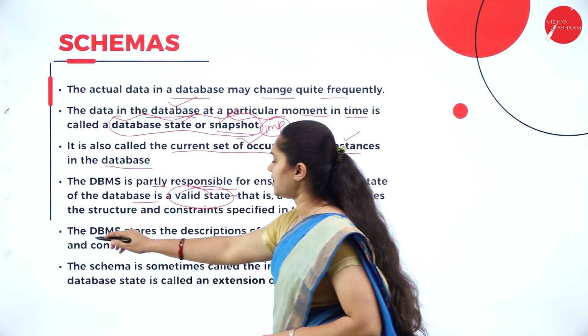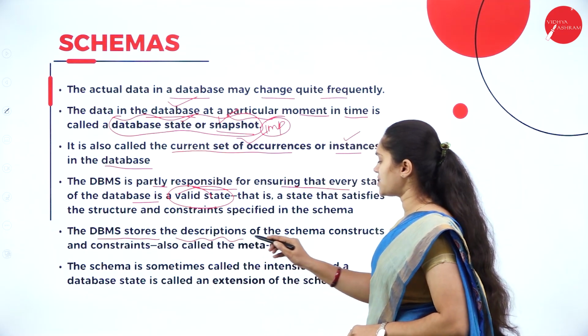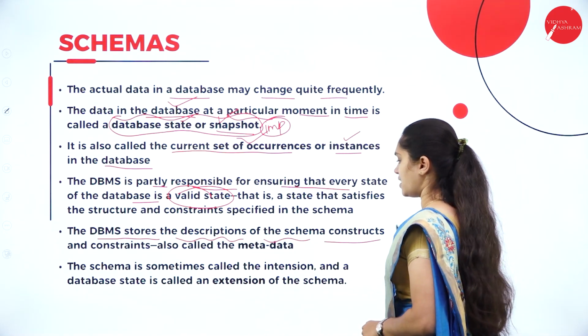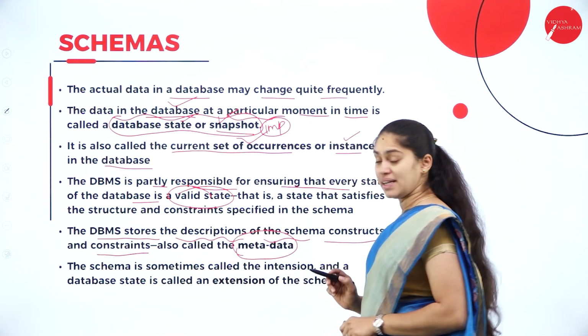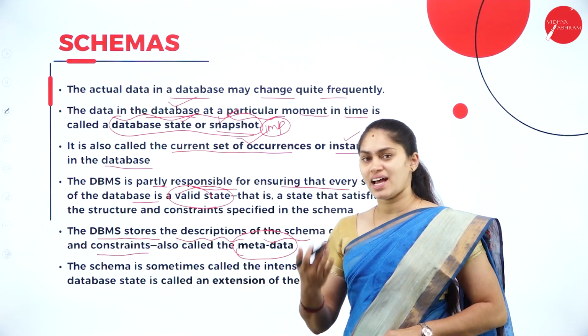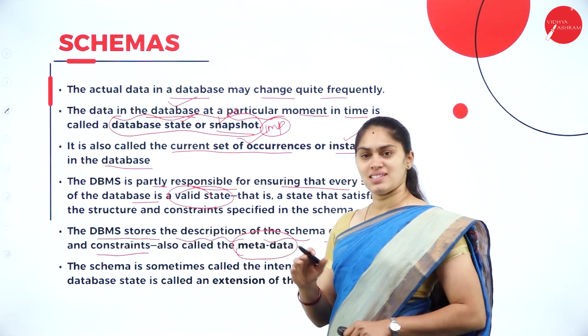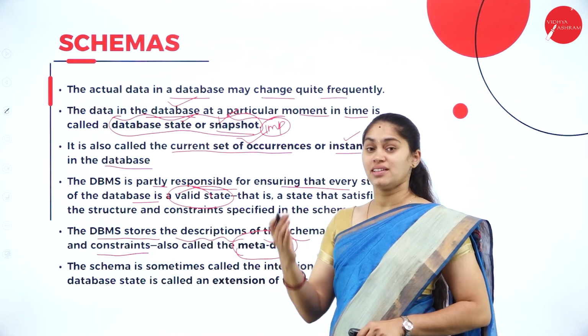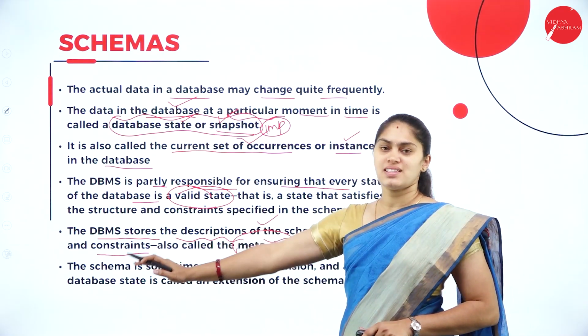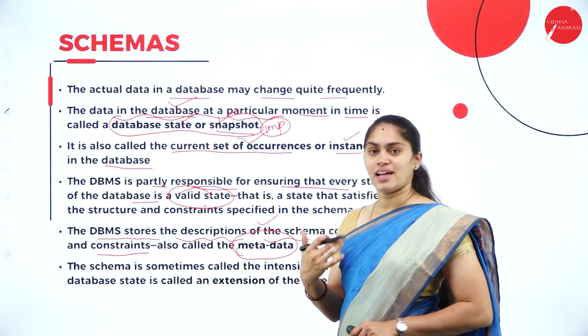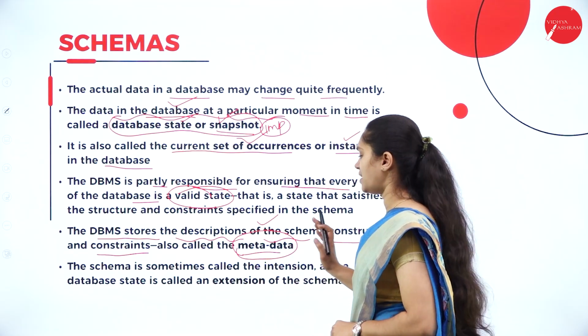So here you can see that the DBMS stores the description of the schema constructs as well as the constraints. Then we call that metadata. What is metadata? Data about data. The database or DBMS itself holds data that stores a description of the schema constructs as well as the constraints. Then we call that metadata.